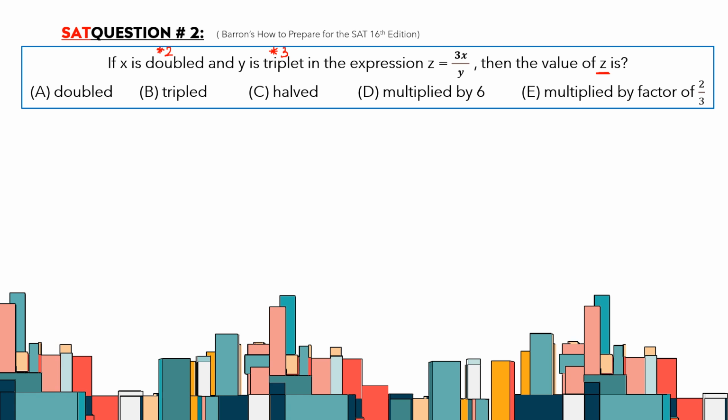So I will represent the new z value in red. So the new z will be equal to 3 times x. Now x is doubled, so 2x, and then over y. y is tripled, so 3y.